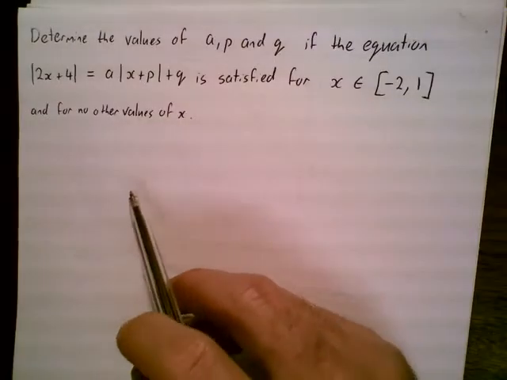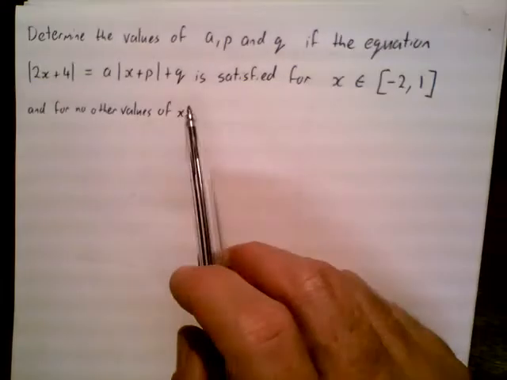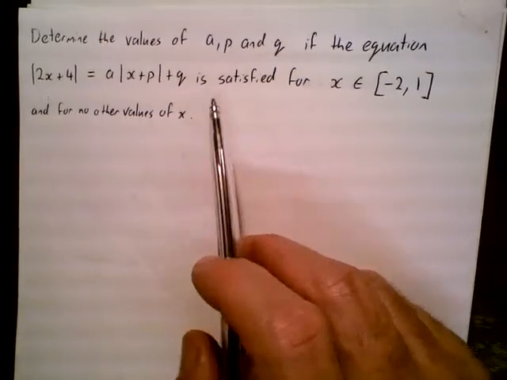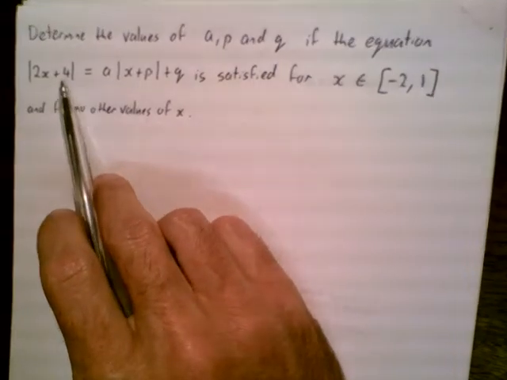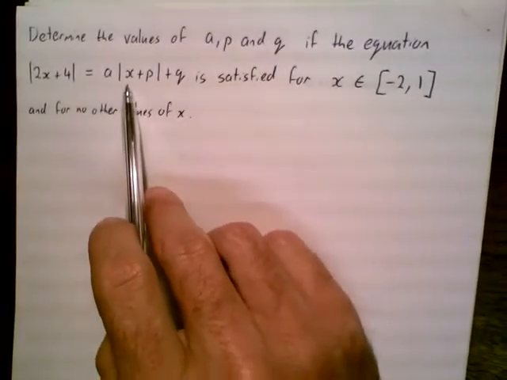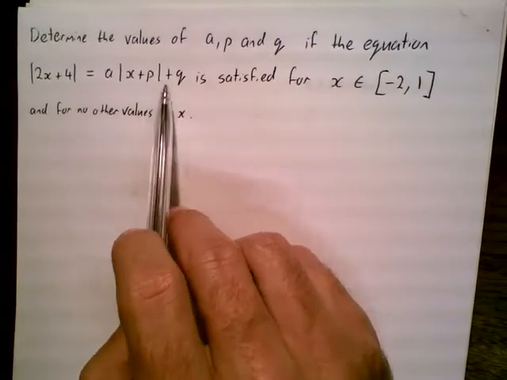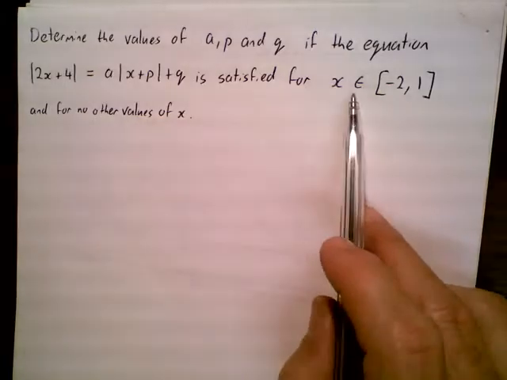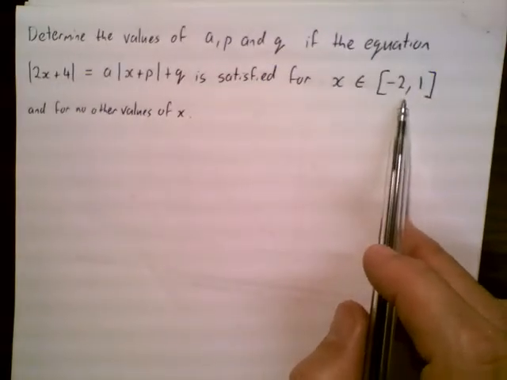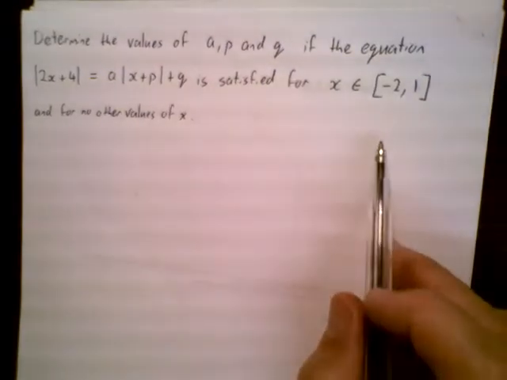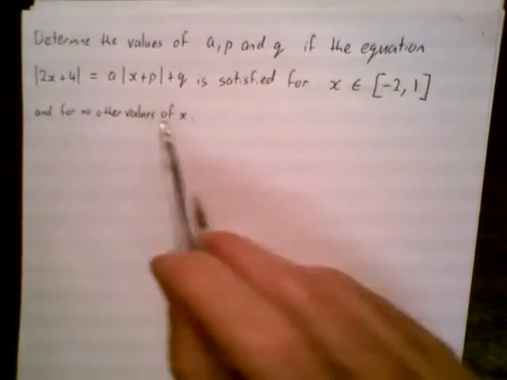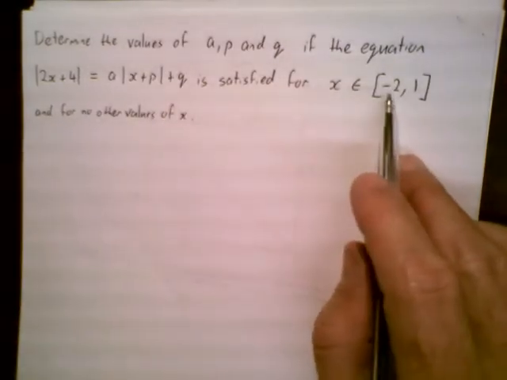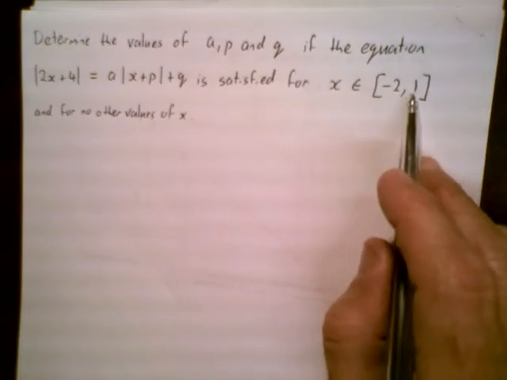Okay, here's a question involving absolute values. We've got an equation: |2x + 4| = a|x + p| + q. And it says that it's satisfied for all x is an element of [-2, 1]. So what that means is that the solution to this equation is really a range of values, anywhere from x is negative 2 up to positive 1 inclusive.